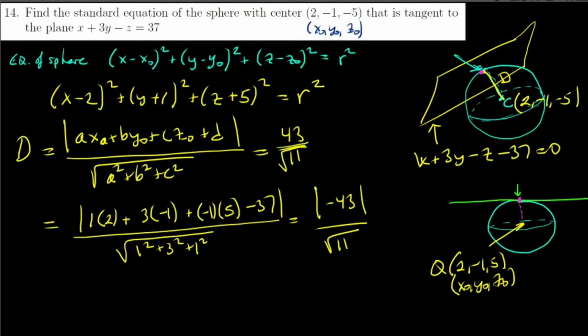And I knew I was going to mess something up, right? It's a negative 5 for z0. Oops, I had it right up here. I had it wrong down there. All right, so it's not negative 43. Yep, it's negative 33.